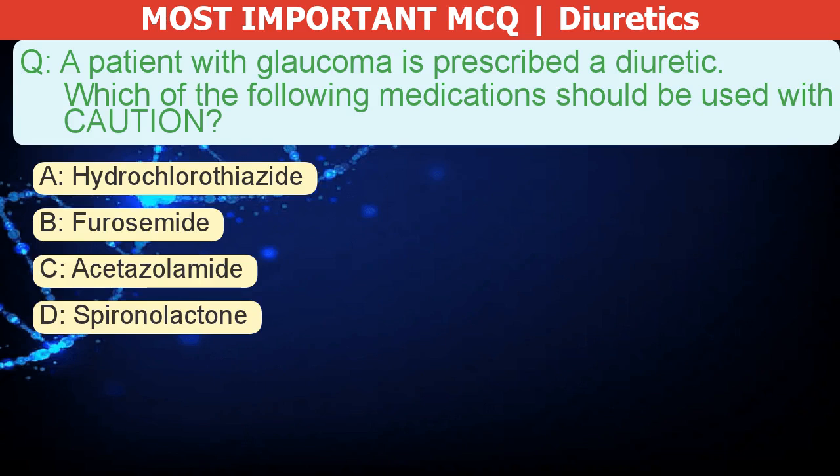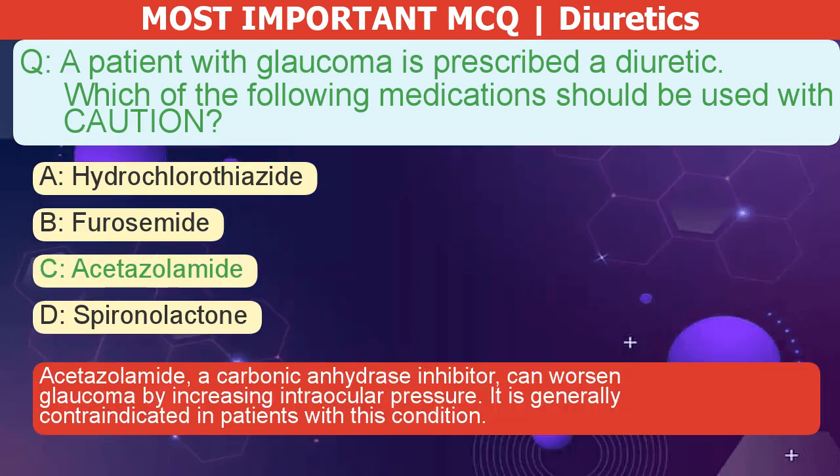A patient with glaucoma is prescribed a diuretic. Which of the following medications should be used with caution? A. Hydrochlorothiazide, B. Furosemide, C. Acetazolamide, D. Spironolactone. The correct answer is C. Acetazolamide, a carbonic anhydrase inhibitor, can worsen glaucoma by increasing intraocular pressure. It is generally contraindicated in patients with this condition.